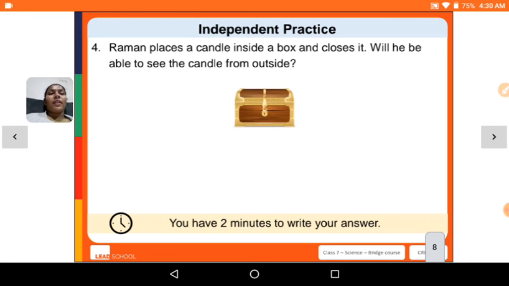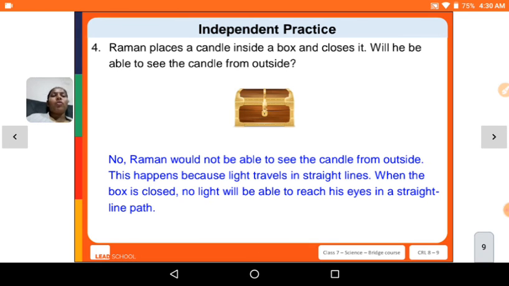Raman places a candle inside a box and closes it. Will he be able to see the candle from outside? No, Raman would not be able to see the candle from outside. This happens because light travels in a straight line. When the box is closed, no light will be able to reach his eyes in a straight line path.